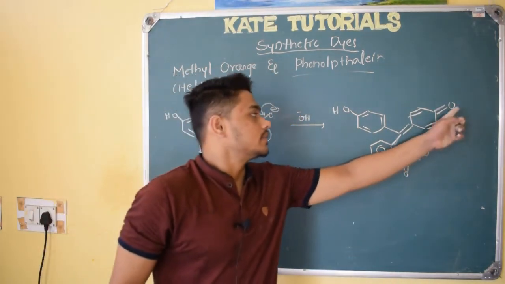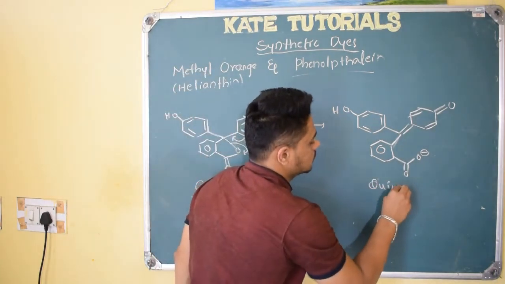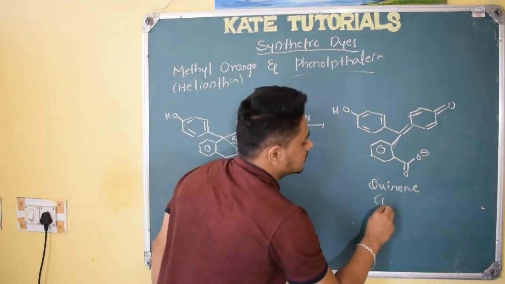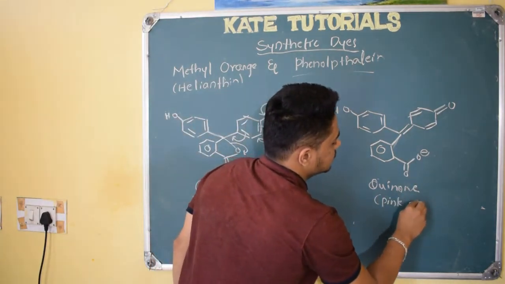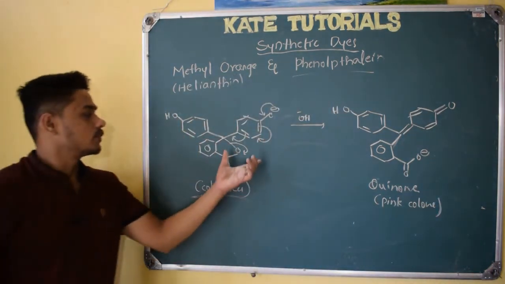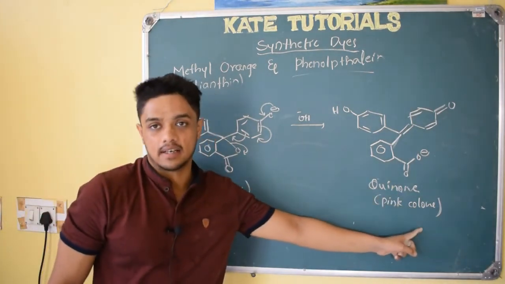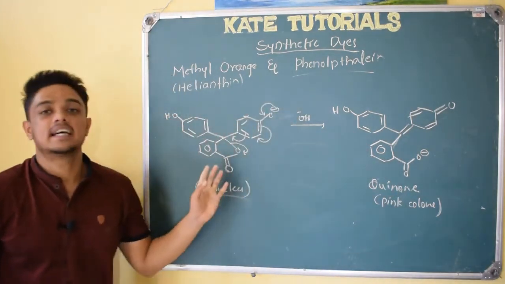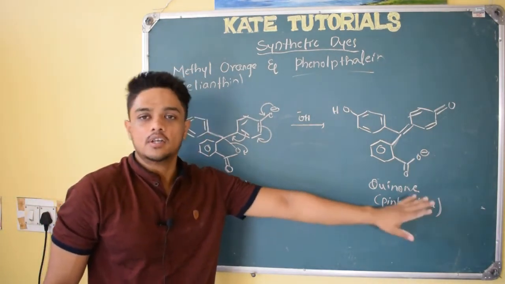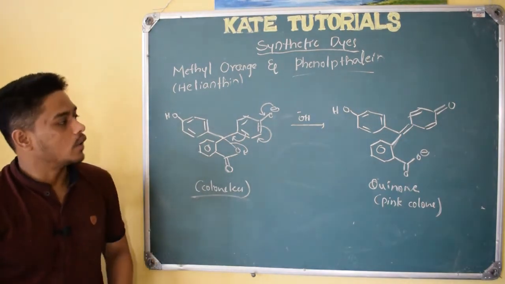So if you see, this structure is a quinone structure, quinone. Because of this quinone structure, this will be pink in color, right? So what I wanted to tell is, this phenolphthalein is colorless. In basic media, it will convert into pink color, because of which it acts as an acid base indicator. In basic solution, it converts into pink color, so it acts as an acid base indicator, right? I hope you got it.